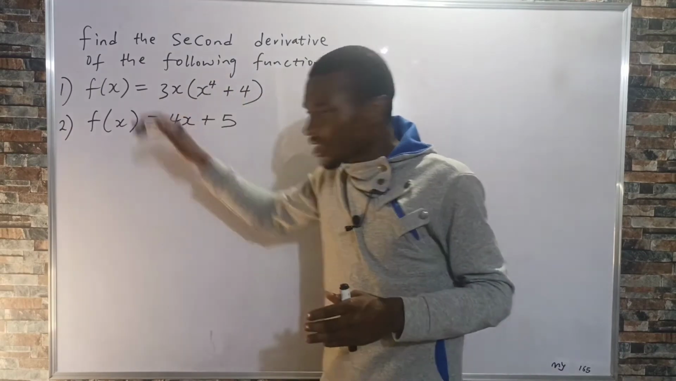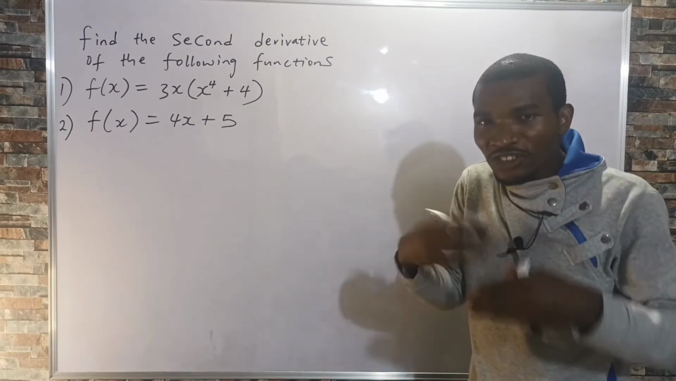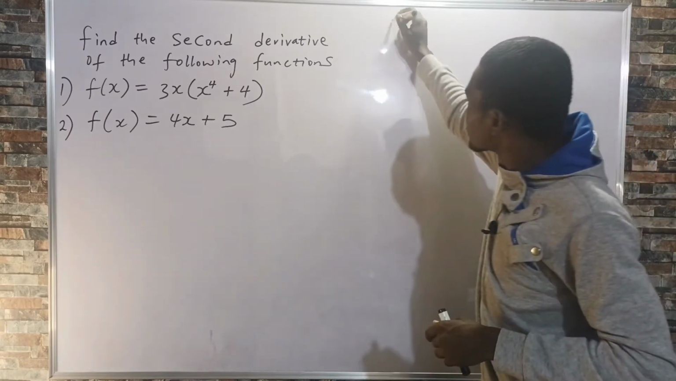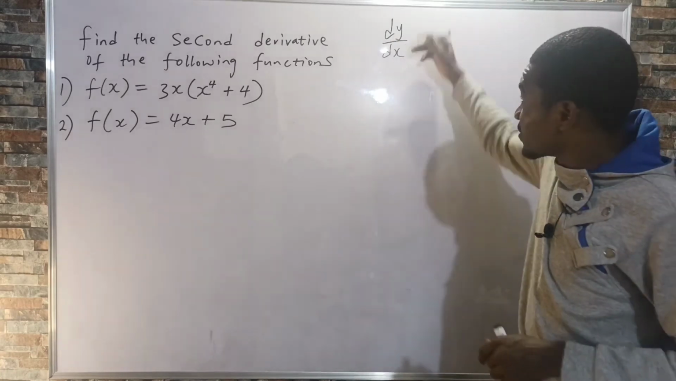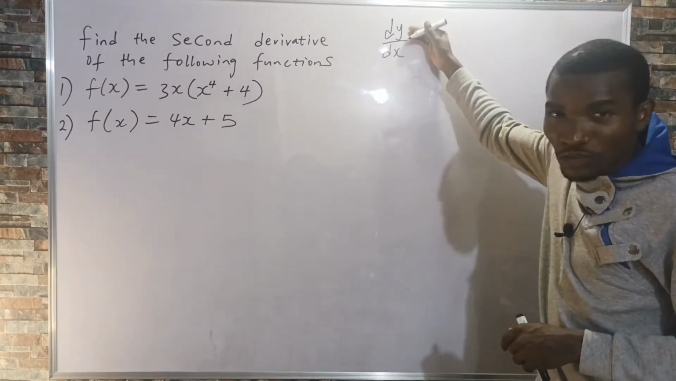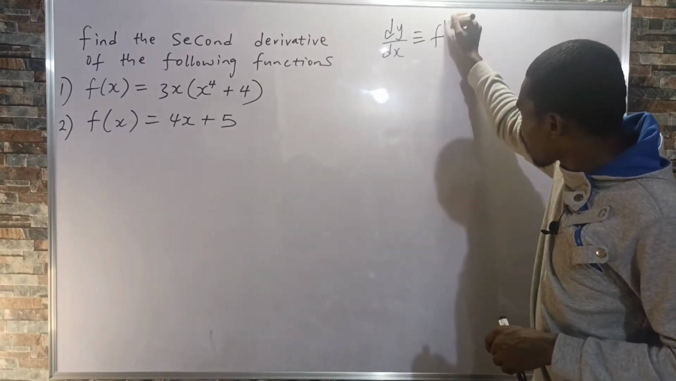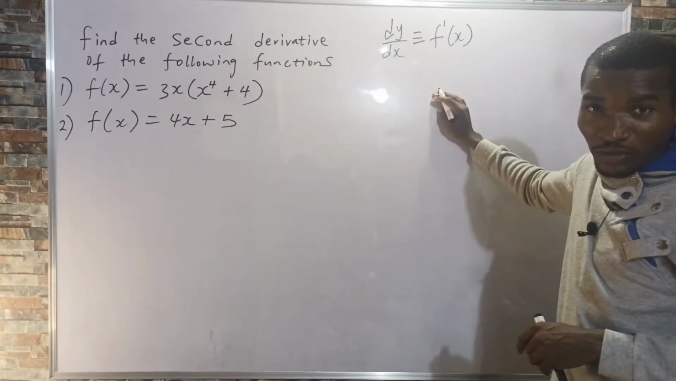Before we go into detail in solving this question, I want to remind you that the first derivative of any given function is given by dy over dx. That is differentiating y with respect to x, okay? If you don't put it this way, you can as well put it as f prime of x. So this is equivalent to this, okay?